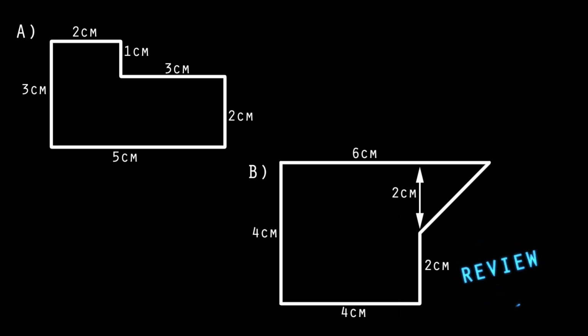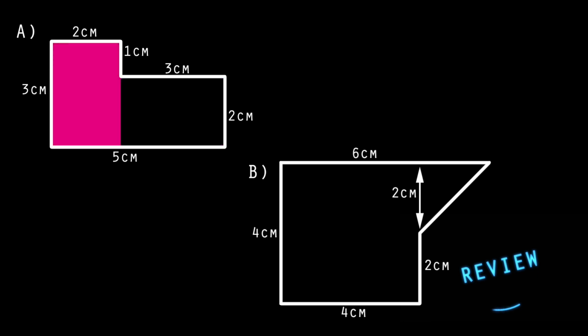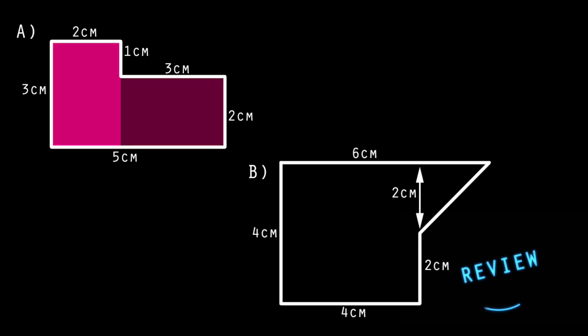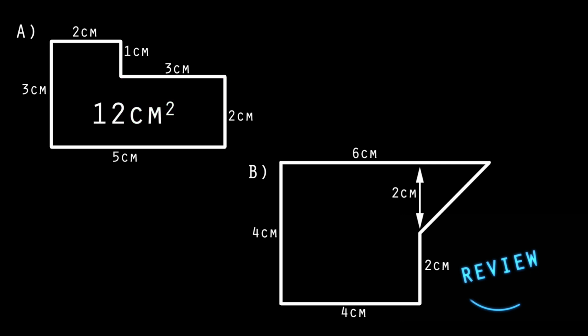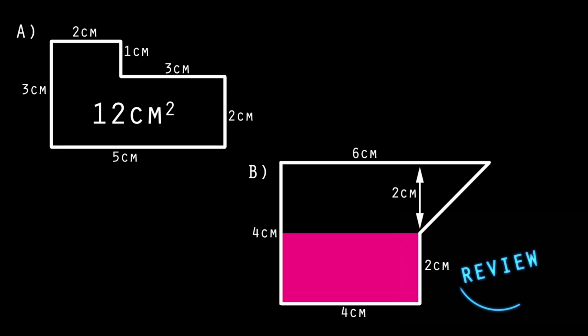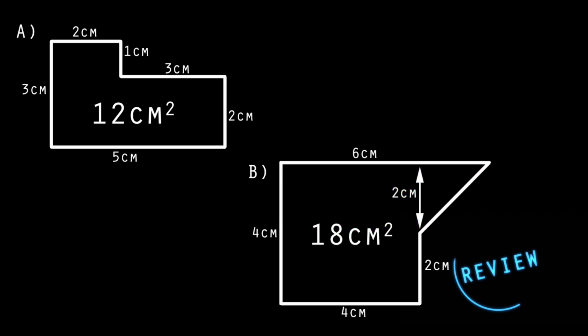Question A. Here you could have used a 2 by 1 centimeter rectangle attached to a 5 by 2 centimeter rectangle, or a 2 by 3 centimeter rectangle attached to a 3 by 2 centimeter rectangle. Either way, the area is 12 centimeters squared. Question B, it could feature a 2 by 4 centimeter rectangle with an area of 8 centimeters squared next to a trapezium with parallel sides of 6 and 4 and a height of 2. This gives you an area of 10 centimeters squared, a combined total of 18 centimeters squared.